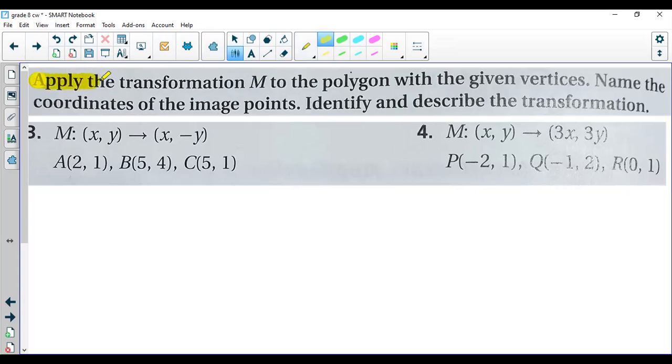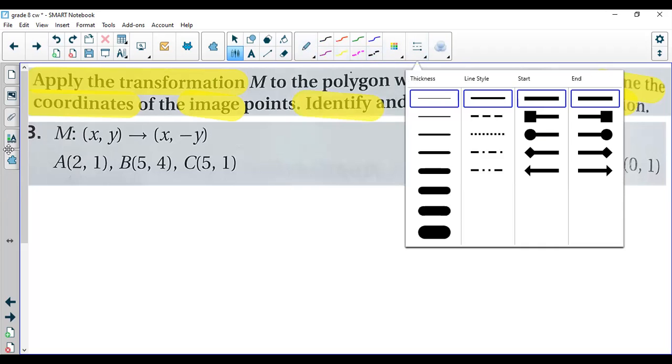You are going to apply the transformation, and also you are going to name the coordinates of the image points, and then you're going to identify the transformation. So 3 things you need to do. Let's start with the first one, apply the transformation. So let's apply the transformation first.